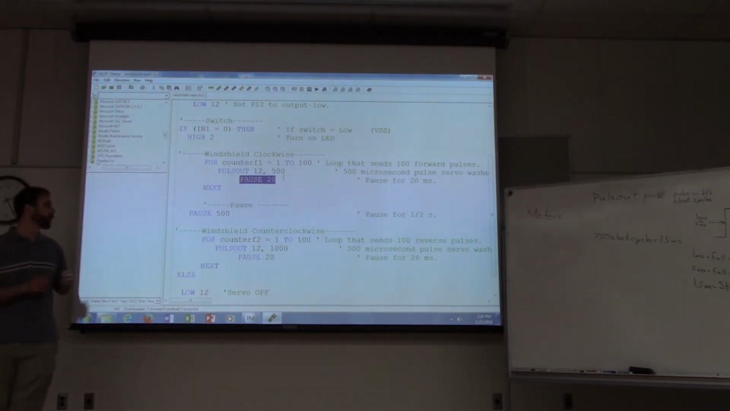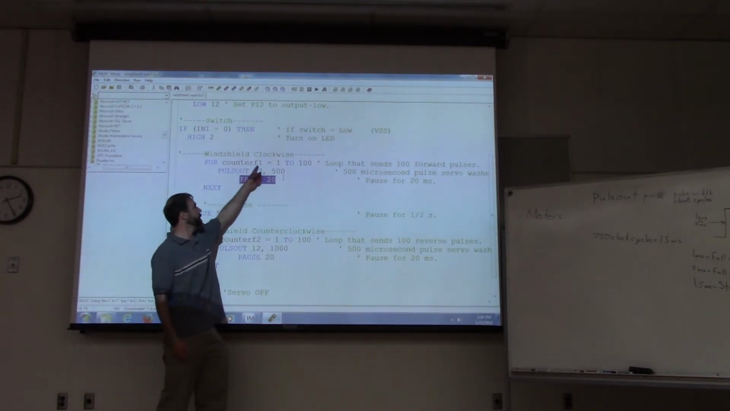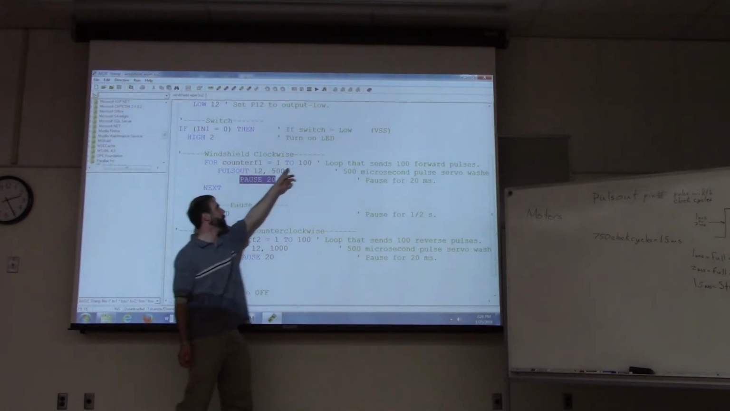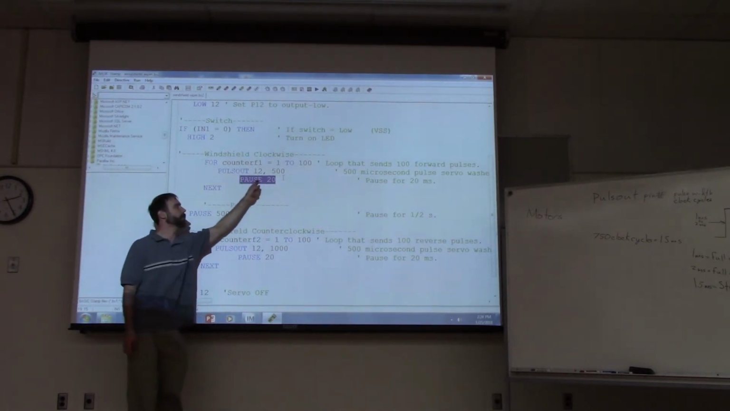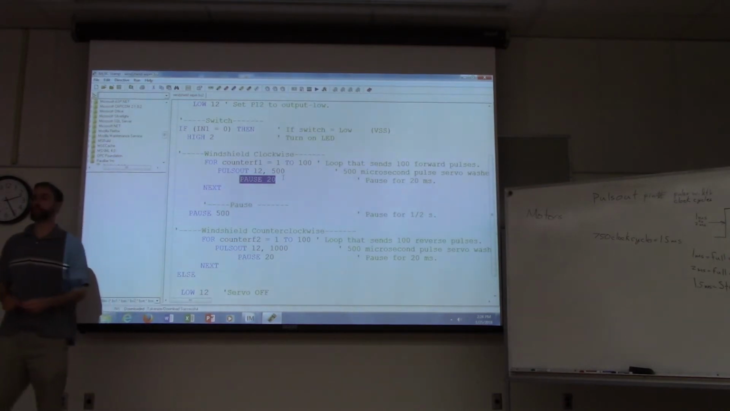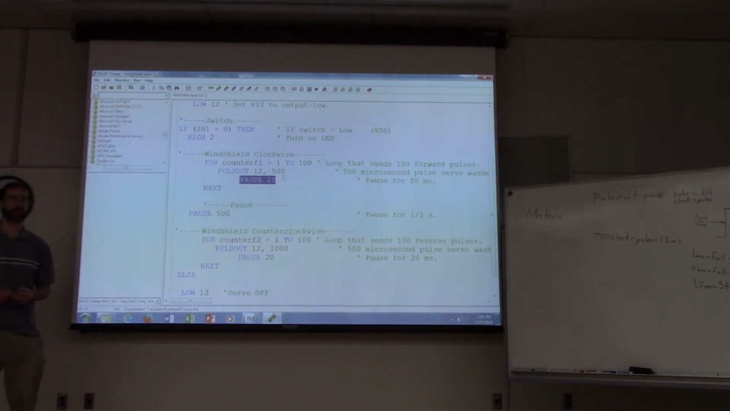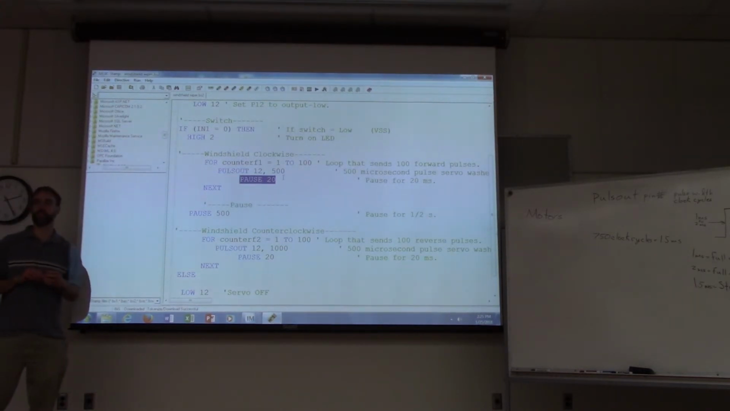We do this in a for loop that runs 100 times. Each time it runs, it creates one pulse, so we create 100 pulses altogether. So why would we create more than one pulse? One pulse is very short. That's exactly right. One pulse is very short.